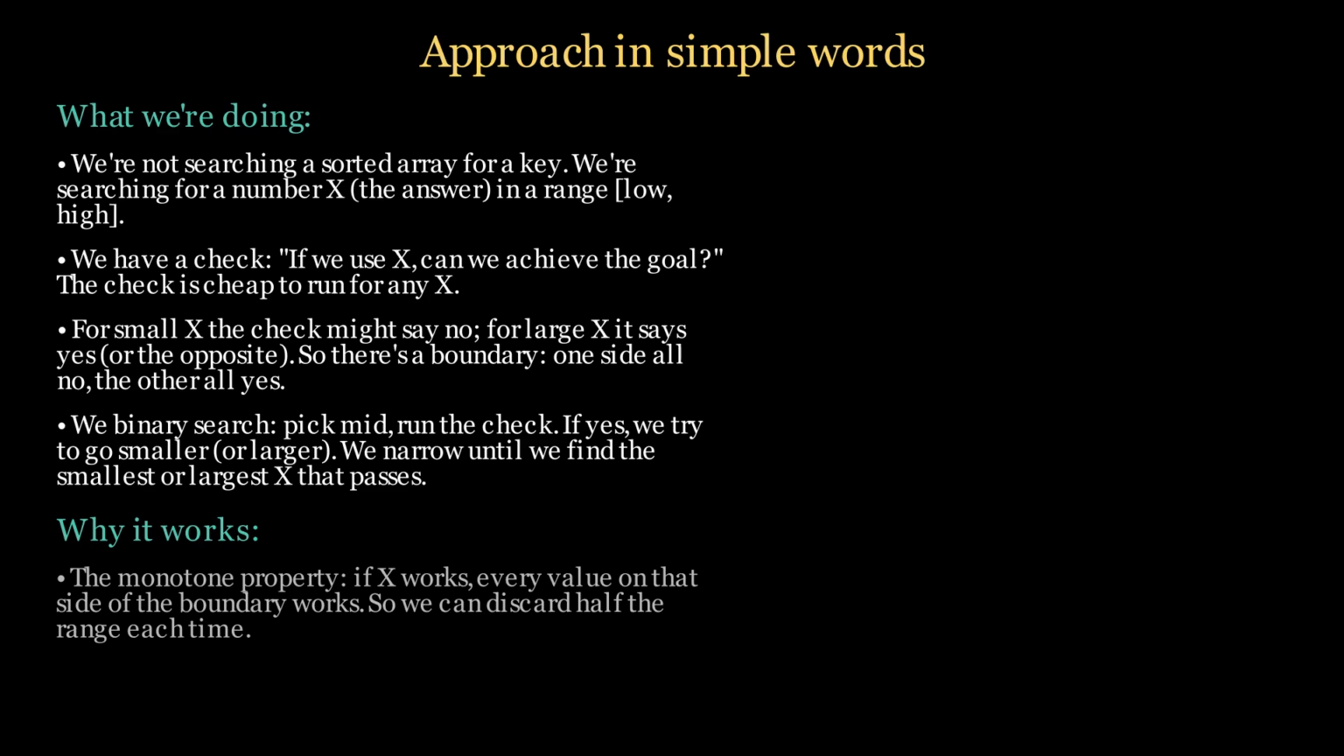We binary search, pick mid, run the check. If yes we try to go smaller or larger, we narrow until we find the smallest or largest x that passes. Why it works, the monotone property: if x works, every value on that side works, so we can discard half the range each time.